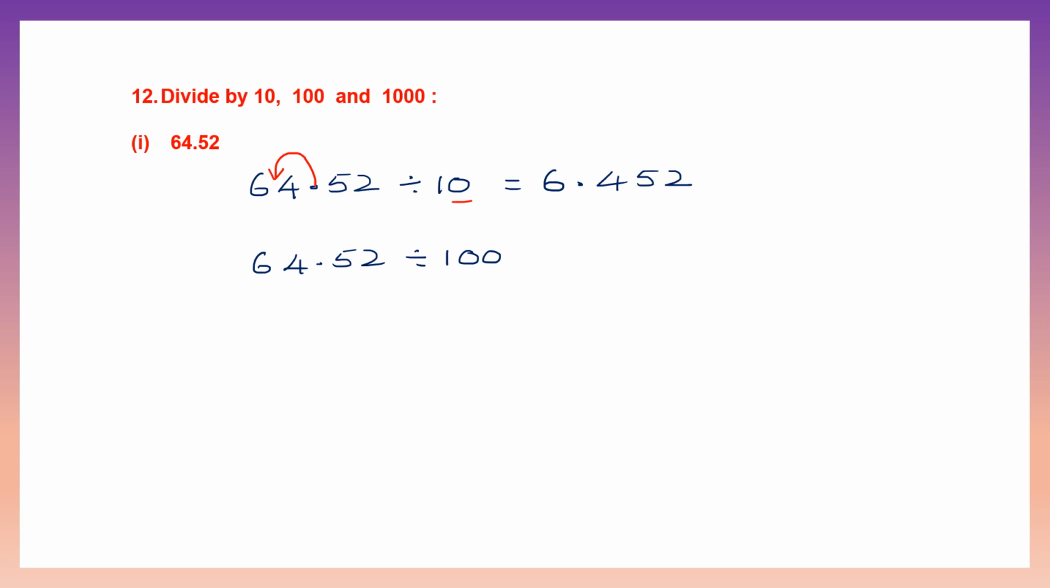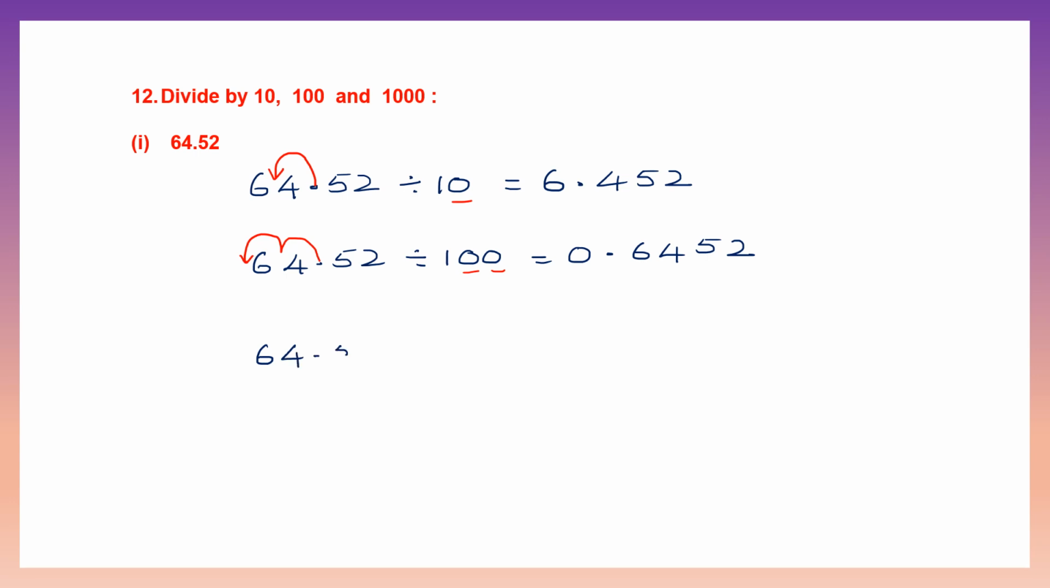So 100 has 2 zeros. The point will move 2 places to the left. 1, 2 and the point will come there. So what is our answer now? 0.6452.